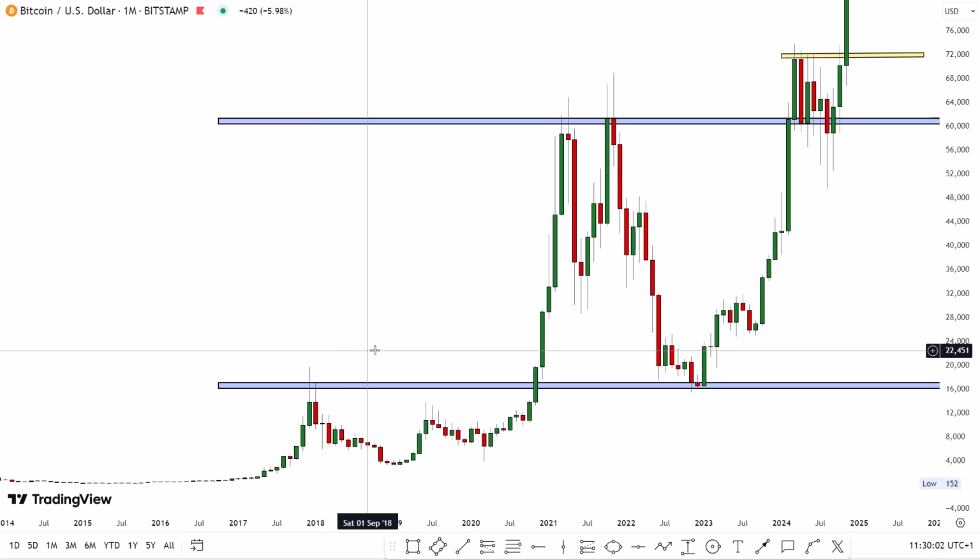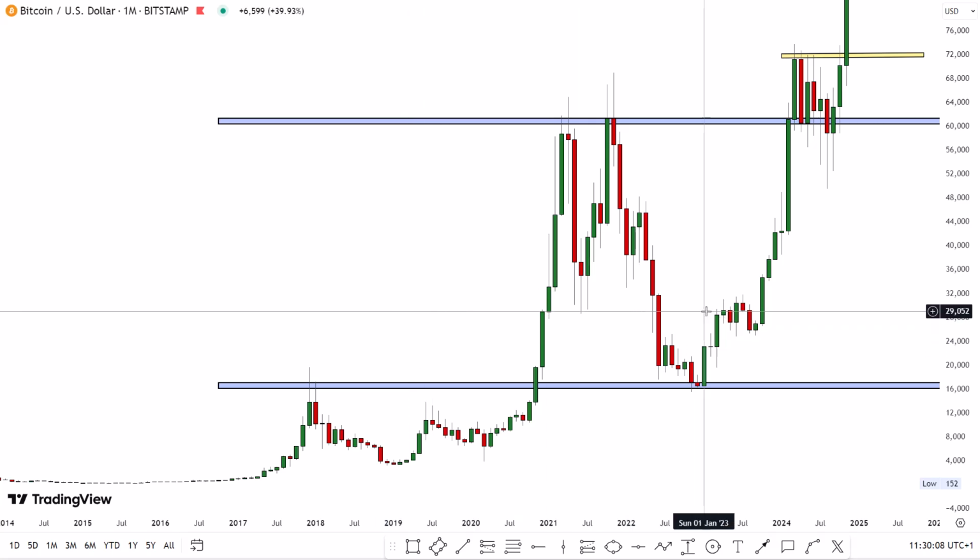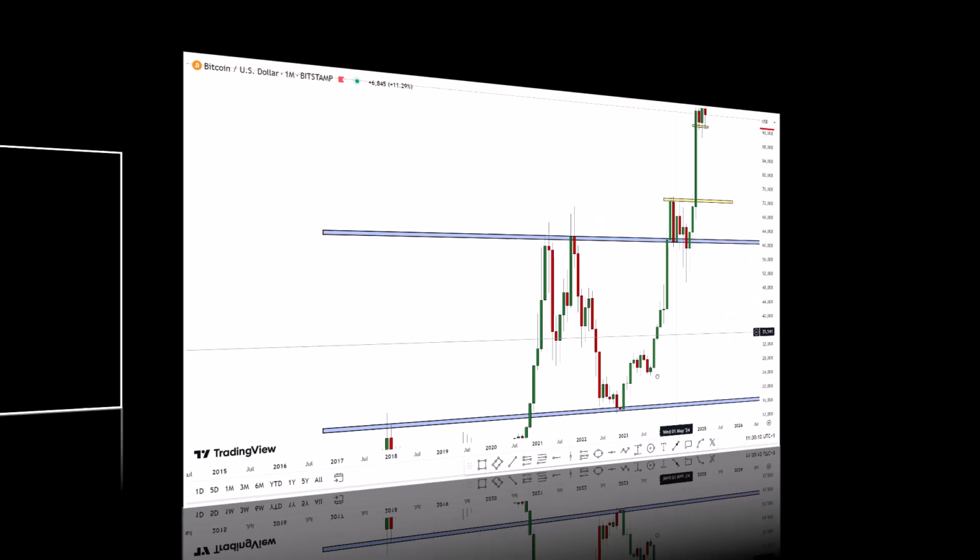So what I did was I went back to the past and I tried reading price action, understanding it, so I can use it to interpret what was happening.